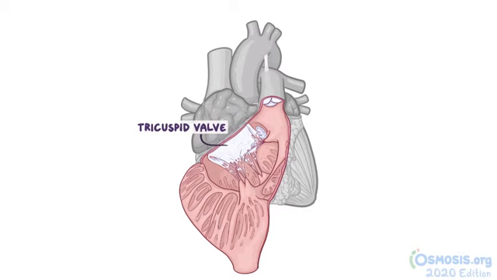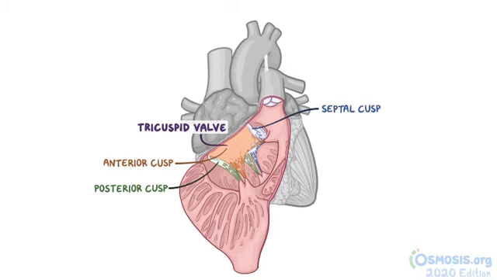It's called the tricuspid valve because it has 3 cusps or leaflets that open and close during systole and diastole. An anterior one, a posterior one, and a septal one. The base of each cusp is attached to a fibrous ring, while the free edges of the cusps are attached to tendinous cords called the chordae tendineae. These chordae tendineae anchor the leaflets to the papillary muscles, which are projections of the right ventricle.